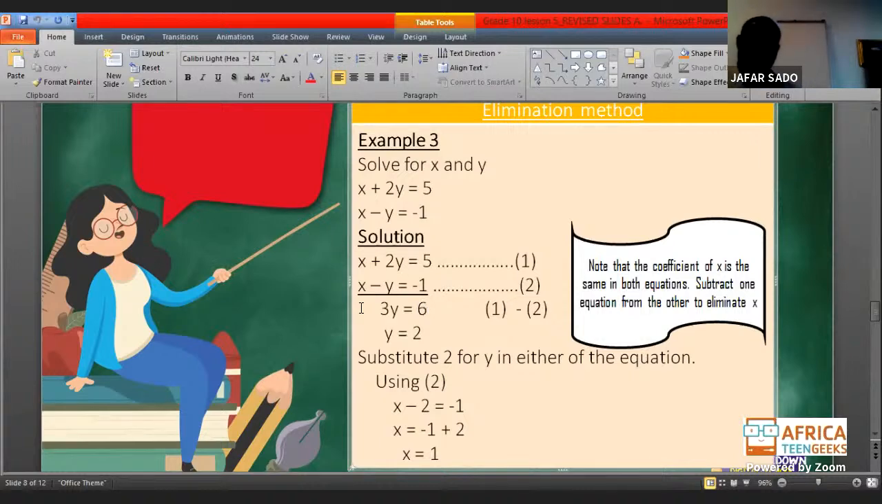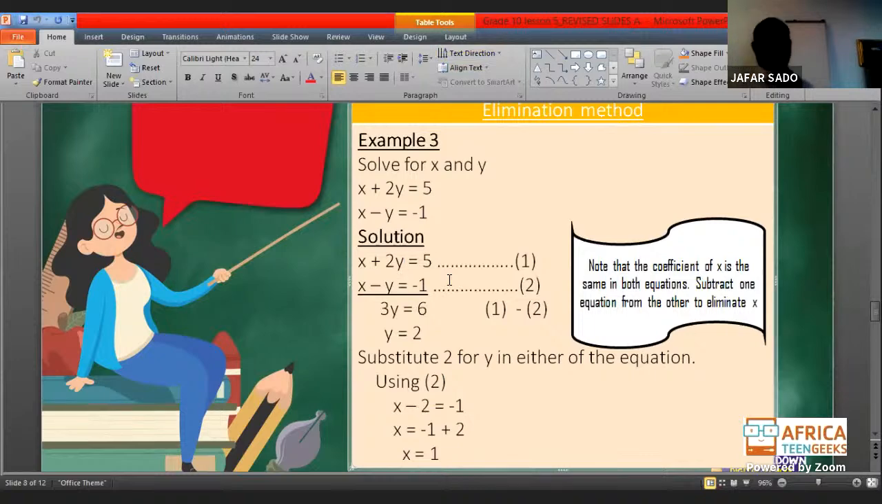Again, x minus x gives you 0, so that means x has been eliminated. Then go to the y. 2y minus y gives us 3y, and 5 minus 1 will give us 6. So basically, you have 3y equals 6. And therefore, if 3y equals 6, then y equals 6 divided by 3, and y will be equal to 2. All right. So our value of y is 2.